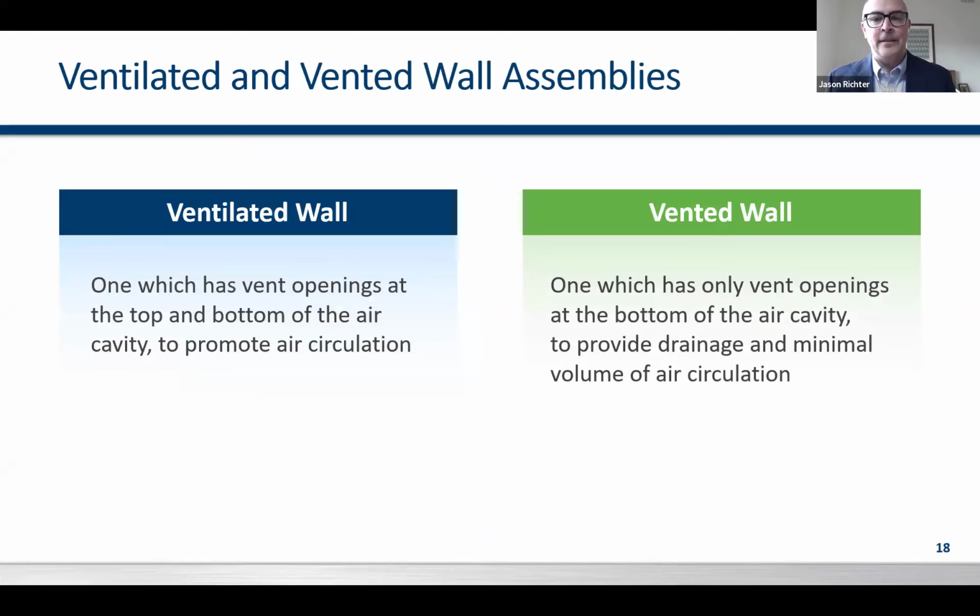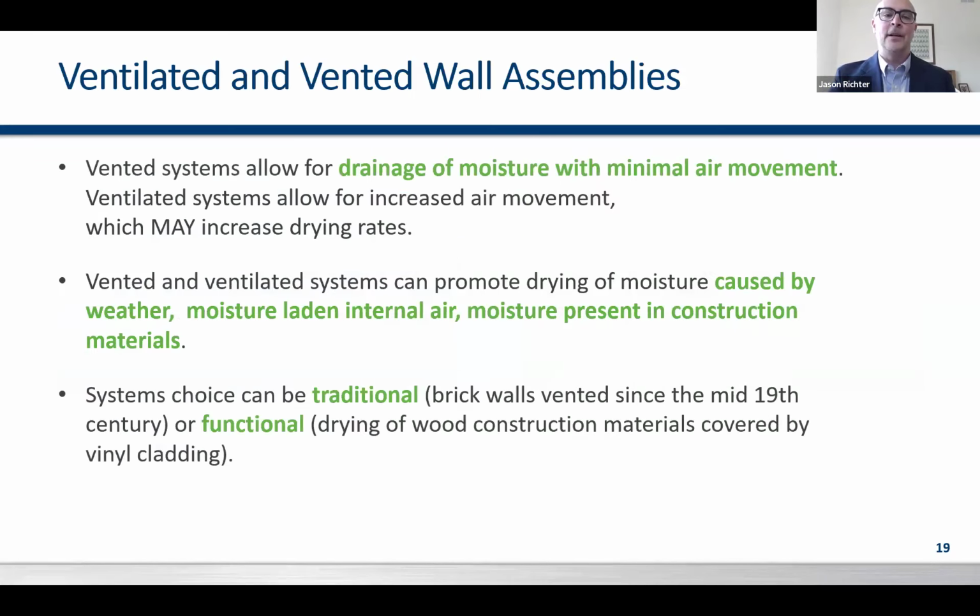In the drainage plane type of wall system, you have essentially two different categories. You have ventilated and vented. I know it's a little bit convoluted to call them something so similar, so apologies. But ventilated is one with vented openings at the top and bottom. So think the longer word is the better or superior option of the two. The vented only allows for the air to vent at the bottom and create a drainage plane out with minimal air circulation throughout the wall assembly there. So vented systems allow for that drainage of the moisture with minimal air movement.